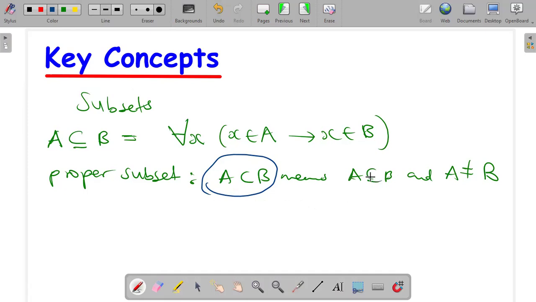Which means that A is contained in B, meaning it's true this way that A is contained in B, but A is not equal to B. They are not equal. Then we say that it's a proper subset.